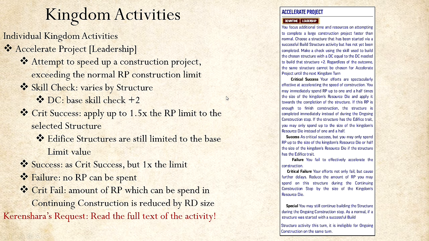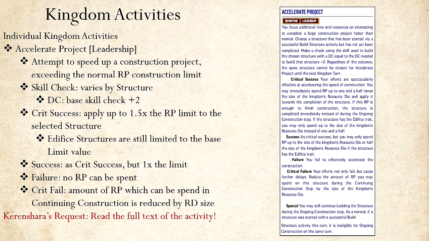Now, there are certain instances when you might want to throw extra resources at a building project and make it go faster. That is where the Accelerate Project leadership activity comes in. This has the leadership trait. And what you're trying to do is attempt to speed up a construction project, exceeding the normal RP limit for construction. So basically, you roll a check to say, I want to throw my leadership ability at this problem and make this building get built faster.